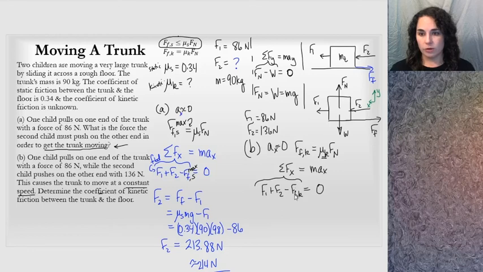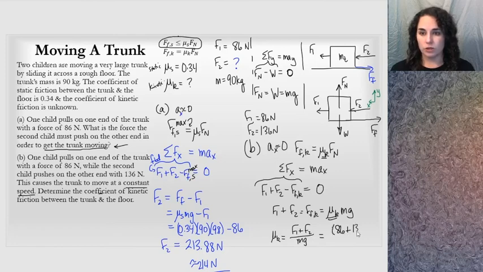We're asked to find mu k, which is buried in here. I'm going to move it over to the other side. You get F1 plus F2 equals the force of friction kinetic. And I know that's equal to mu k times mg. So when I solve for mu k equals F1 plus F2 divided by mg. I can plug in values.